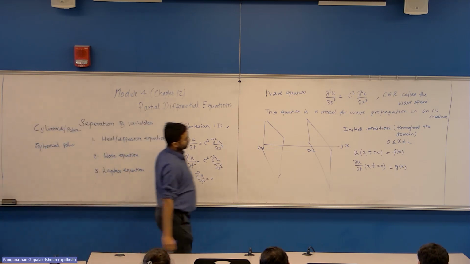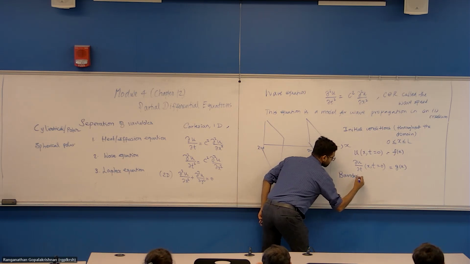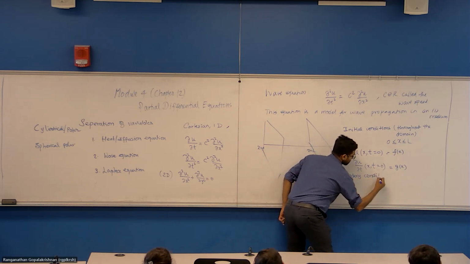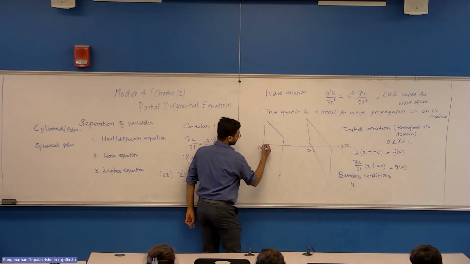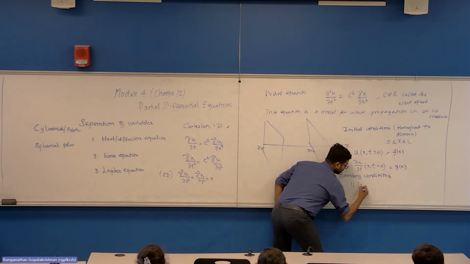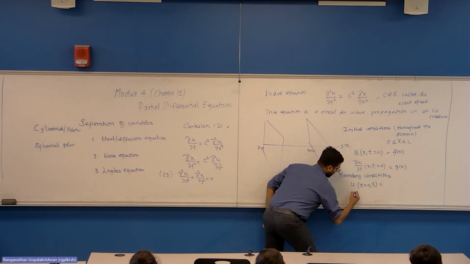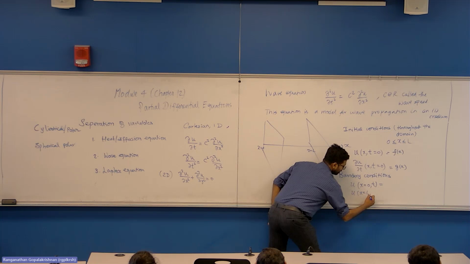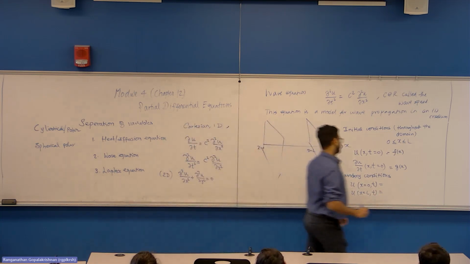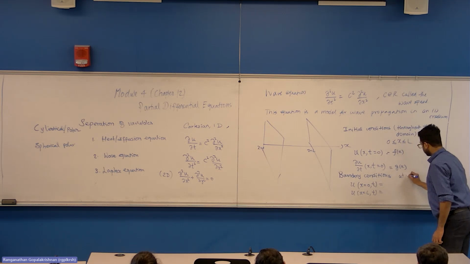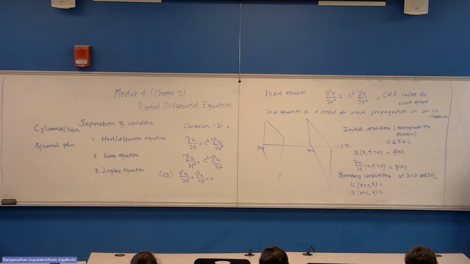We also need to specify boundary conditions. That is, at one of the boundaries, which is x equal to 0, we need to specify what is the value at all times. Okay. And at the other boundary, x equal to L, we need to do the same. So I should say boundary conditions at x equal to 0 and x equal to L.